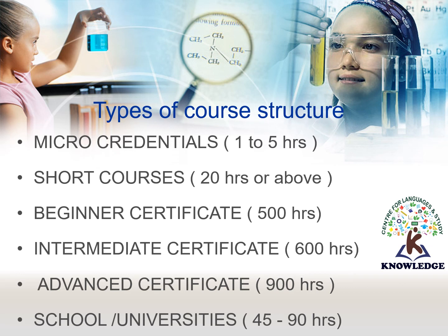This is the final section of the presentation today. Types of course structure. So you can see the list. Micro-credential. It is ideally 1 to 5 hours. You can consider training, workshops, webinars under this micro-credential type of course.